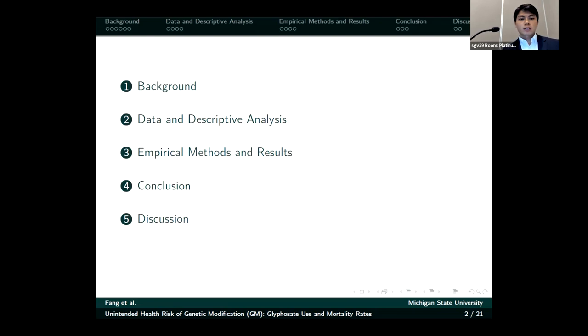So today my presentation will be outlined as follows. I start with introducing the background motivation of my study, then briefly introduce the data we apply and some important results from our descriptive analysis, followed by the introduction of the empirical methods and results we got, and then conclude.